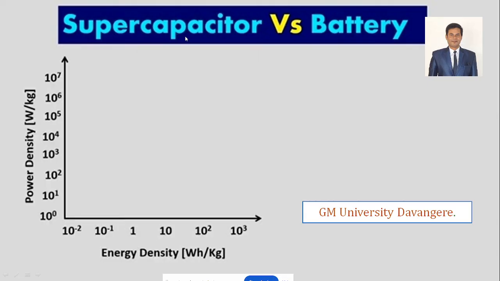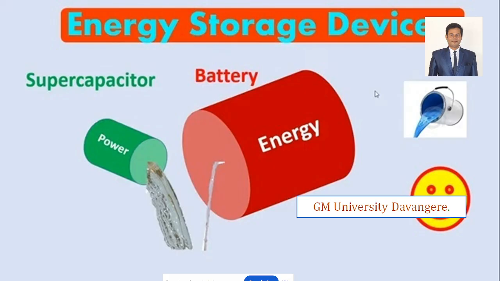When you make the comparison between the supercapacitors and the batteries, we'll see how this will make an impact on your power density and energy densities, with respect to its units: watt per kg for the power densities, and watt hour per kg for the energy densities, right? If you see these diagrams, it is very clear that the battery may have more volume and more mass, whereas the supercapacitor will have less volume and less mass also, right?